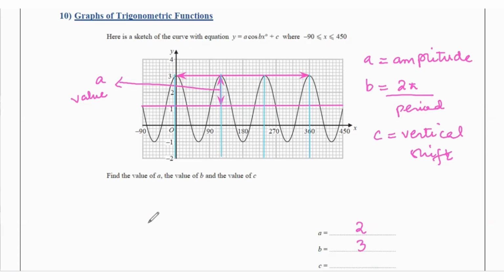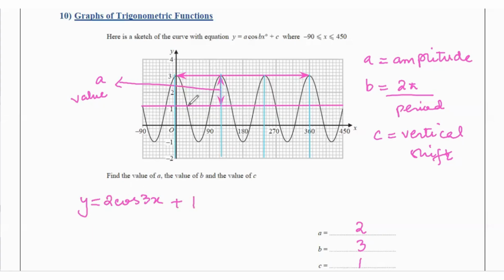For the value of c, as we know that the amplitude is 2, but your maximum point is shown at 3, which means the graph has shifted 1 unit up. Hence, the value of c is going to be 1. So based on this, our equation is going to be y equals 2 cos 3x plus 1.